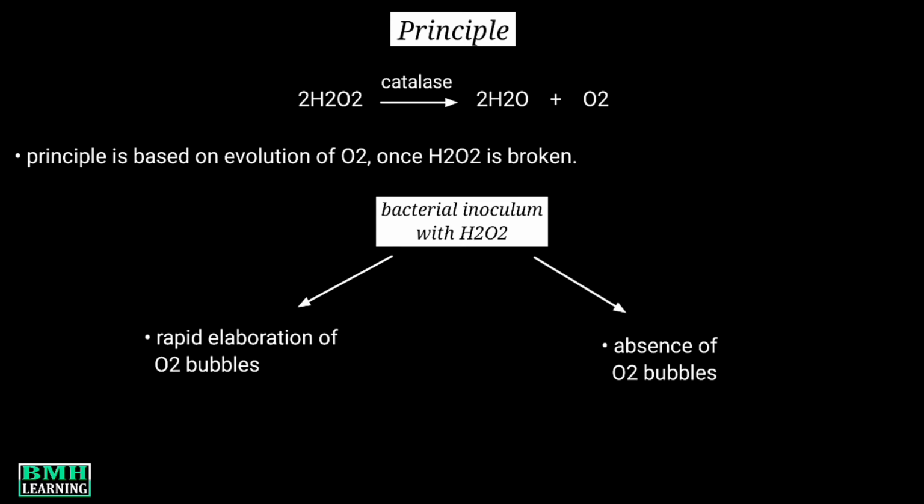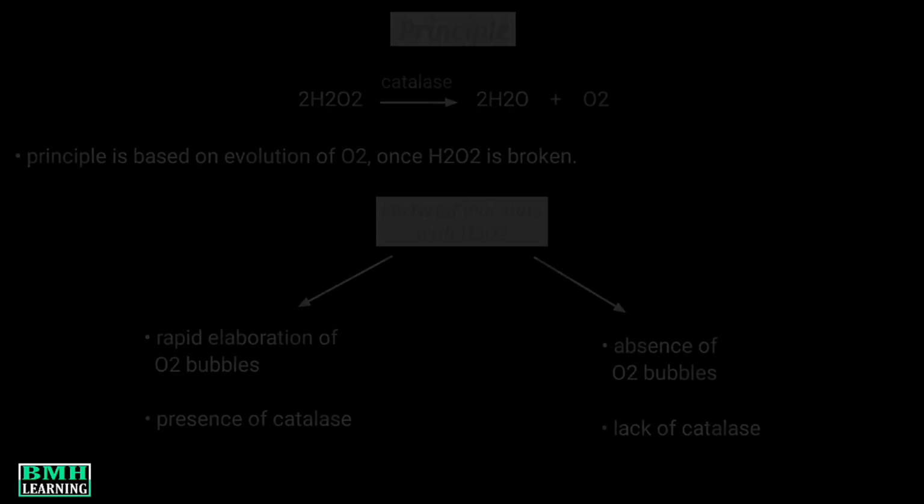Oxygen bubble formation indicates the presence of catalase in the bacterial sample, whereas the absence of oxygen bubbles points to the lack of catalase in the bacteria. So this way, the bacterial species are differentiated from each other. Keep one thing in mind, that the bacterial culture should not be more than 24 hours old.